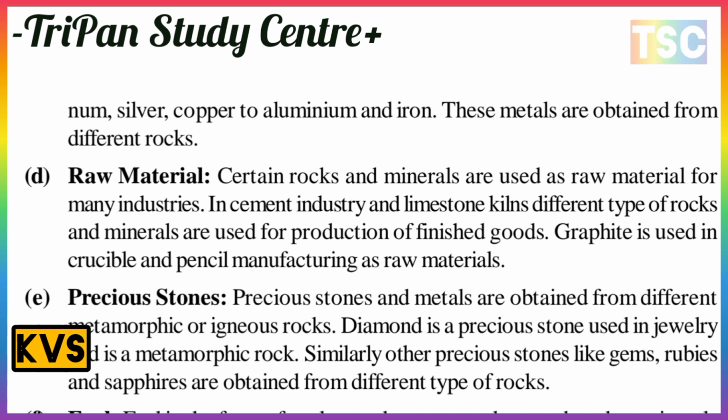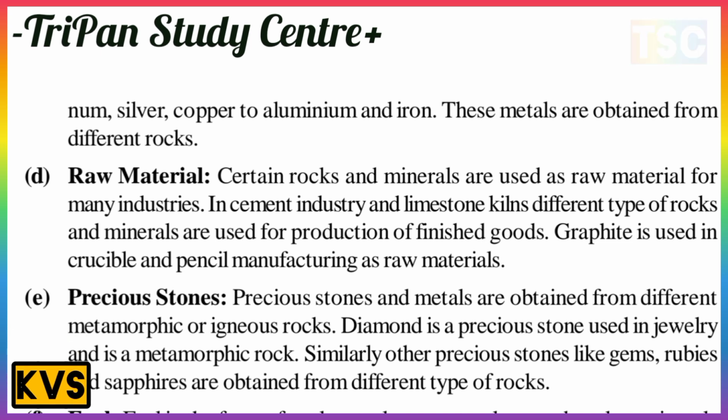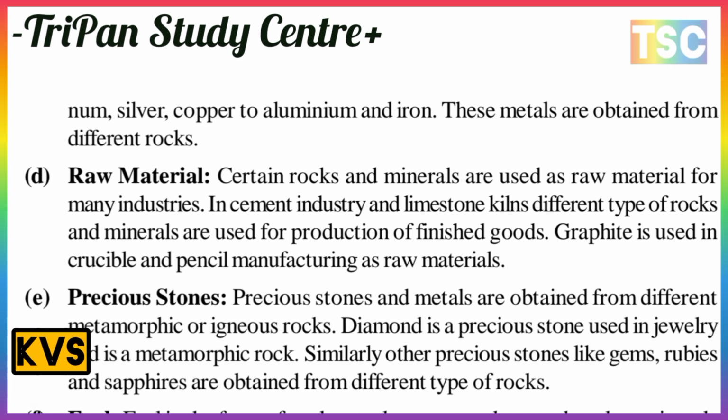Next, raw materials are also important. Rock materials and minerals are used as raw materials for many industries, for example the cement industry and limestone kilns. Different types of rock and mineral are used in the production of finished goods. Granite is also used in crucibles and pencil manufacturing as a raw material. Raw material is most important for industries such as cement, which uses limestone.